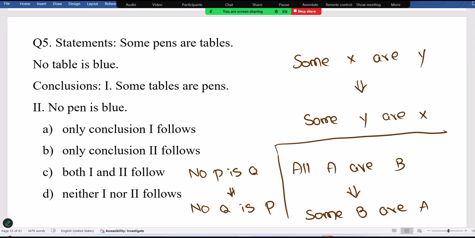You can go with the diagram point of view also, this is fine. But here no pen is blue, that we have to just check it out. See, some pens are tables. No table is blue. I can draw like this. Here second one failed. So it's only one follows.